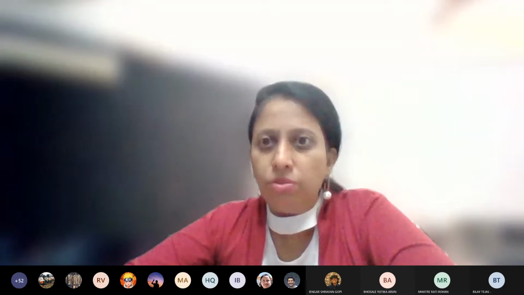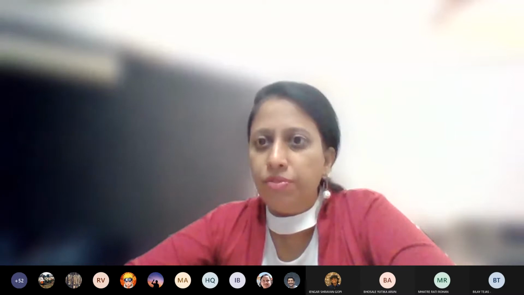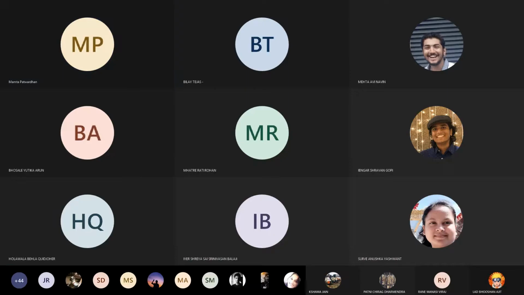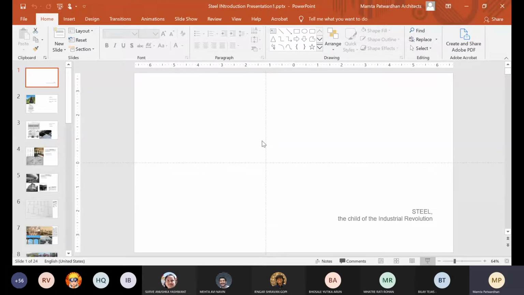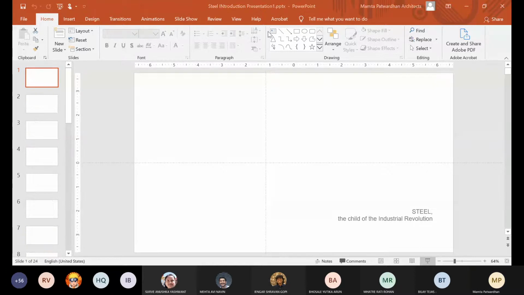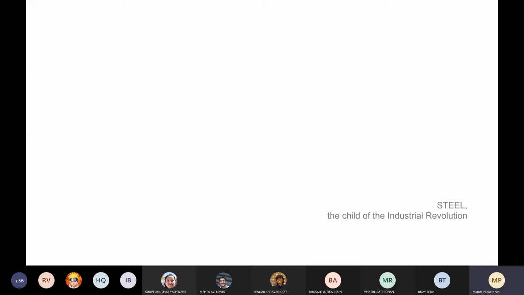Okay. Now tell me if you can see my screen. Can you see my screen? Yes. Is it on full screen mode or has it gone on a presentation mode? It's full screen now. Okay.